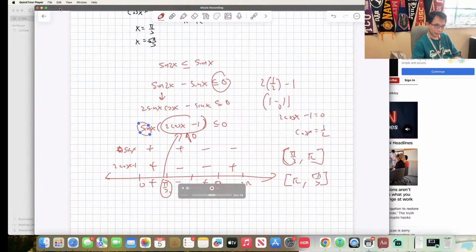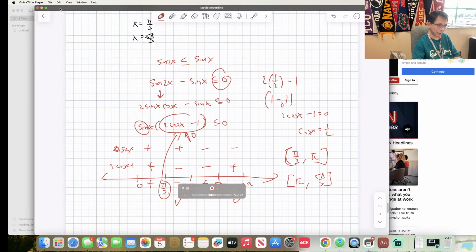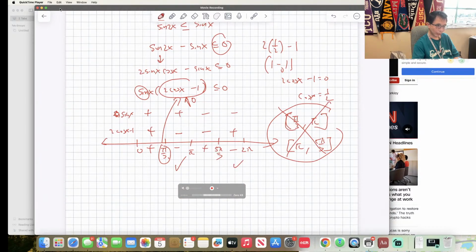Oh, I'm looking for the negative region. I'm sorry, I'm looking for less than 0. Oh, so less than 0. Yes. So this one's crossed out, and I'm looking for the negative region. Oh, so it's pi over 3 to pi. Is that right? Yeah. And then 5 pi over 3 to 2 pi, right? Yeah. Okay, sorry, that was just a misunderstanding.